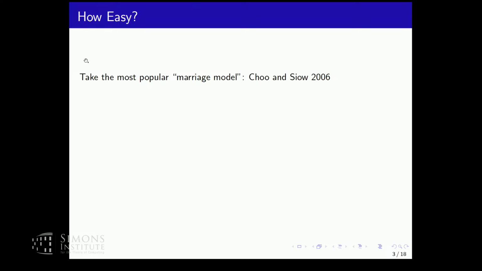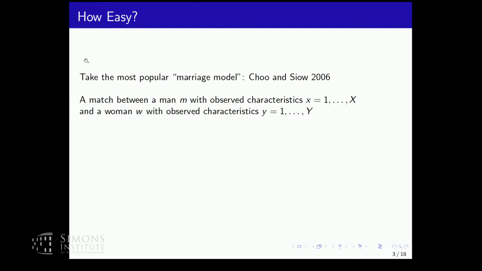In this kind of application, the pioneering paper in the empirical literature is Choo and Siow in 2006. Let me introduce some notation. We have observed characteristics of a man. A man is M, a woman is W. The observed characteristics are going to be discrete. Again, that can be extended, but it's simpler here to do it this way. For the woman, they're Y.